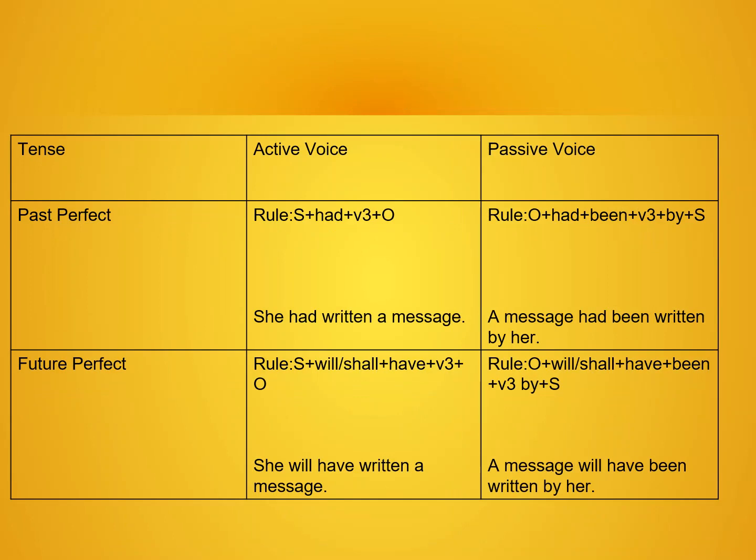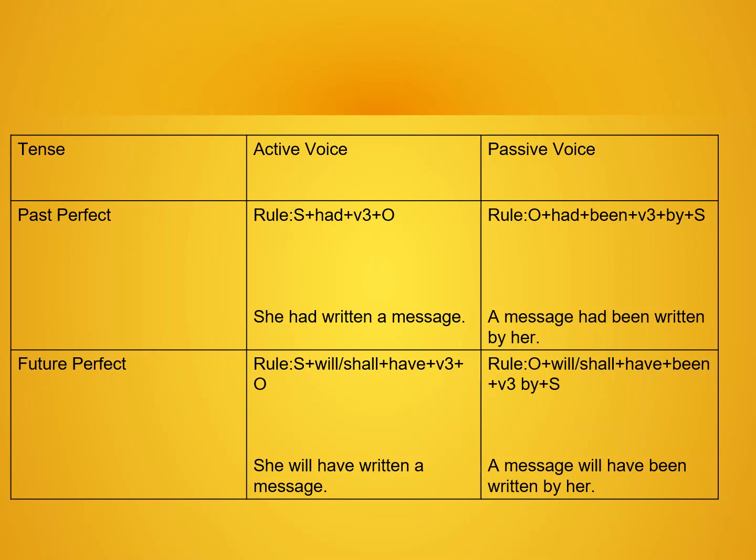In past perfect, the active voice rule is subject plus had plus V3 plus object. Now had is used with all subjects, whether it is singular or plural. So the sentence is, she had written a message. In passive voice, a message had been written by her. In future perfect, we can see subject plus will/shall plus have plus V3 plus object, that is she will have written a message. In passive voice it goes, a message will have been written by her.